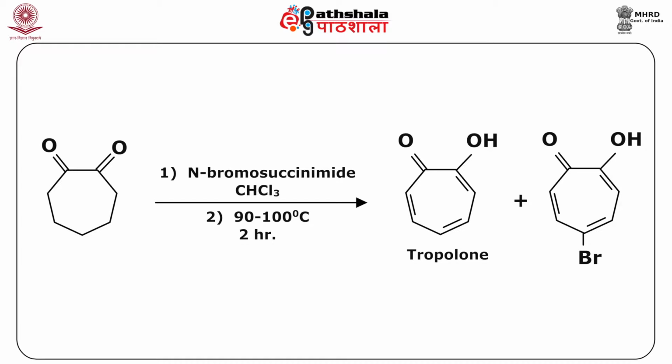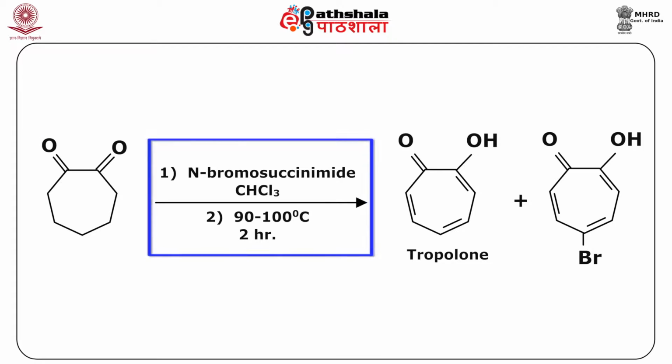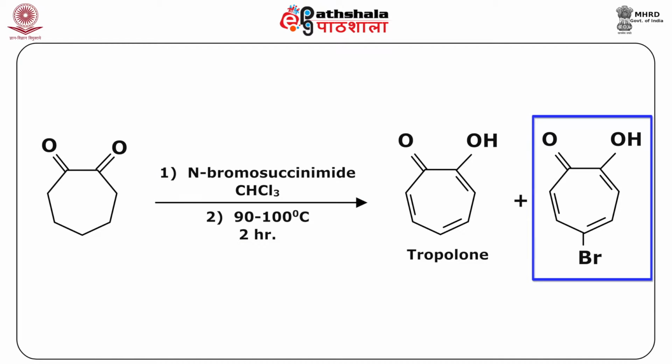We can see that we have 1,2-cycloheptanedione. It is brominated with N-bromosuccinimide in the presence of chloroform, and the mixture of products is then heated at 90 to 100 degrees Celsius to get tropolone and a bromo derivative of tropolone. The synthesis of substituted tropolones by this method requires a source of substituted cycloheptanones.